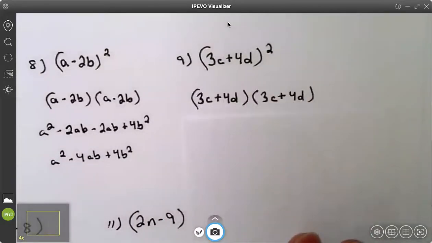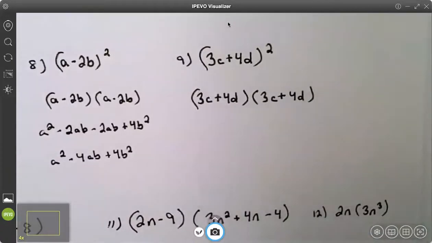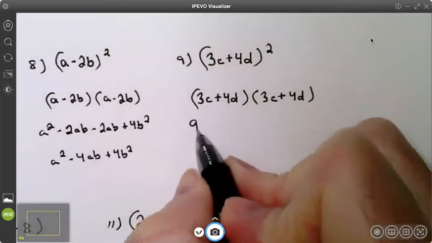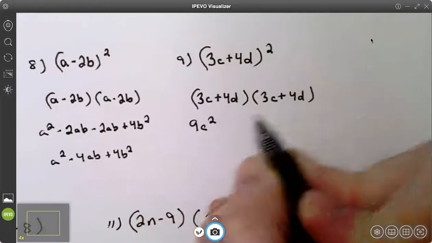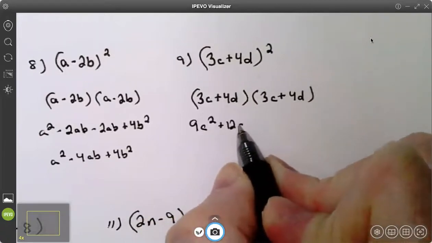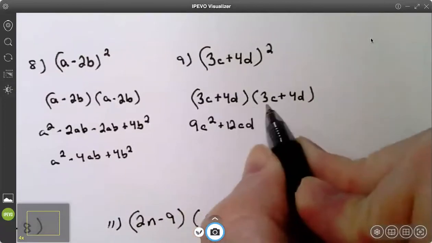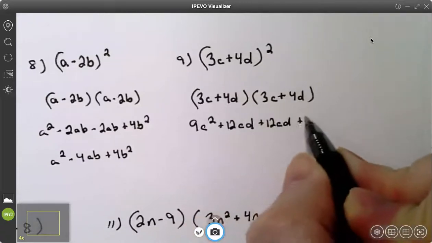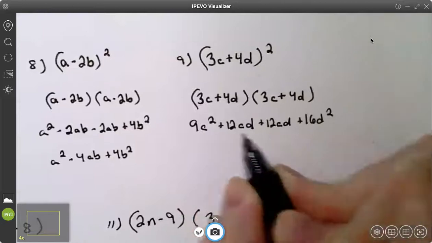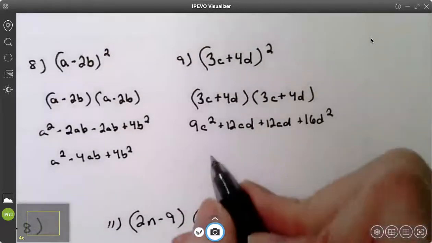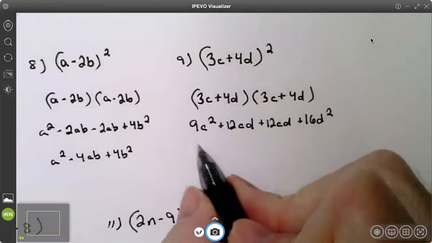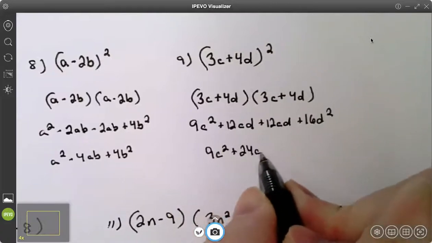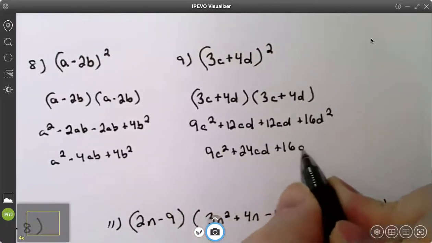Number 9. Again, it's squaring something, which means multiplying it times itself 2 times. So let's do that. 3c times 3c is 9c squared. 3c times 4d is 12cd. 4d times 3c is 12cd. 4d times 4d is 16d squared. All the terms have a degree of 2, so I'm going to go alphabetical, which usually ends up being left to right. So my answer is 9c squared. When you combine like terms in the middle, you get 24cd, and you bring down the 16d squared.